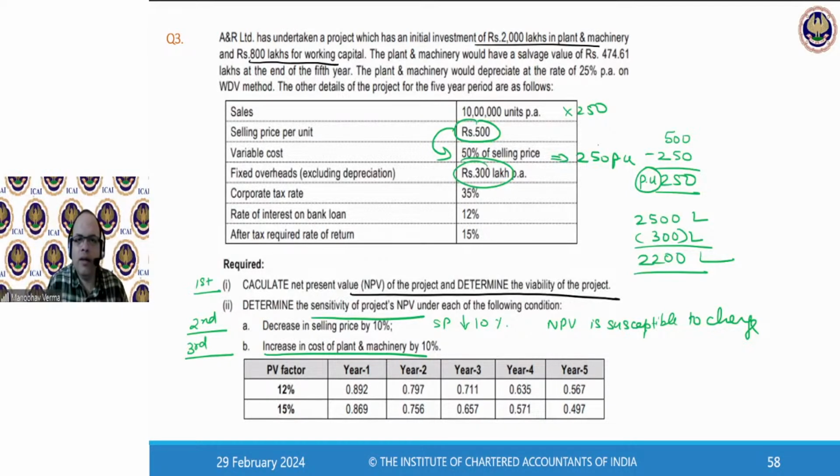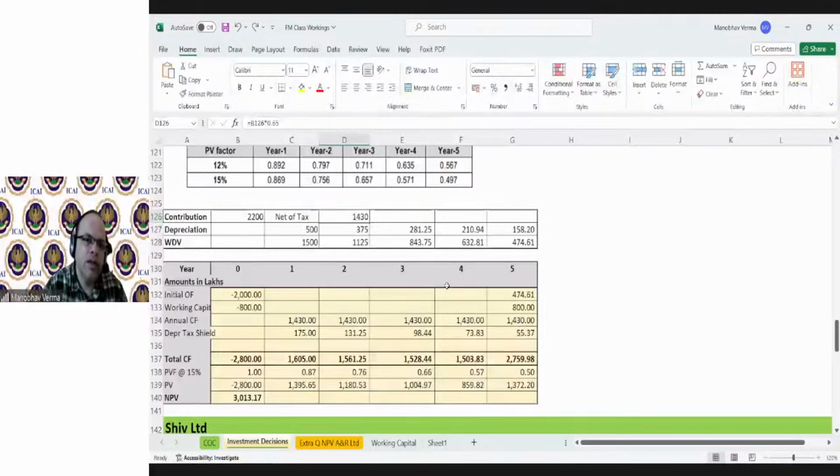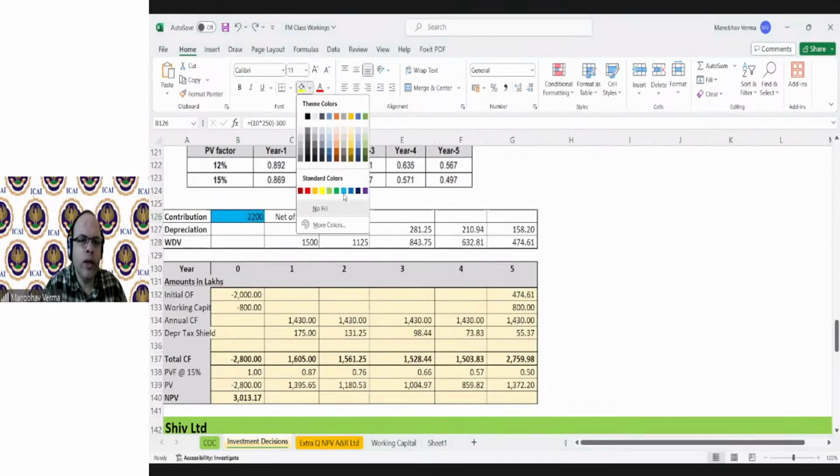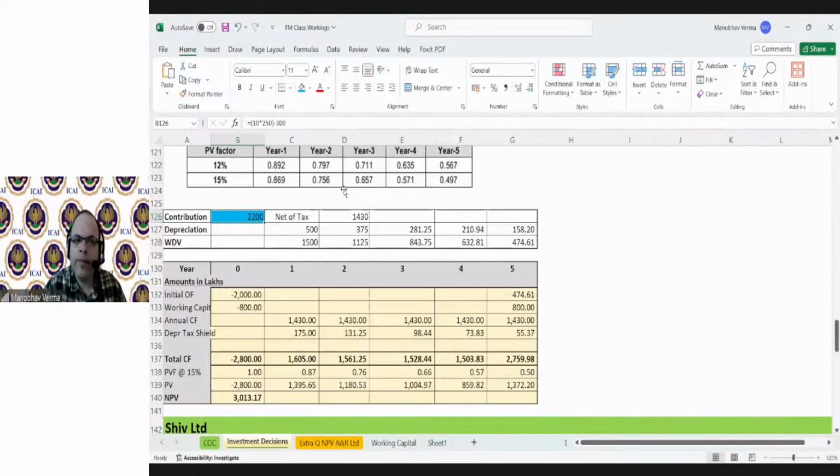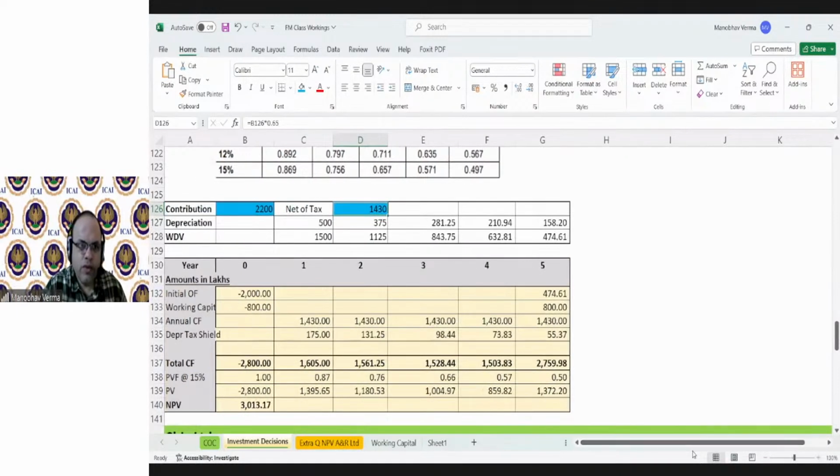And the point here is that this will involve a lot of calculation, because depreciation is given as 25% on the WDV method. So that means you have to do a lot of calculations here. Let me show you my calculations on a different screen. If you see, 2200 is what we have here. We have already calculated 2200. Net of tax, there is a tax of 35%, so 2200 minus 35% is 1430.